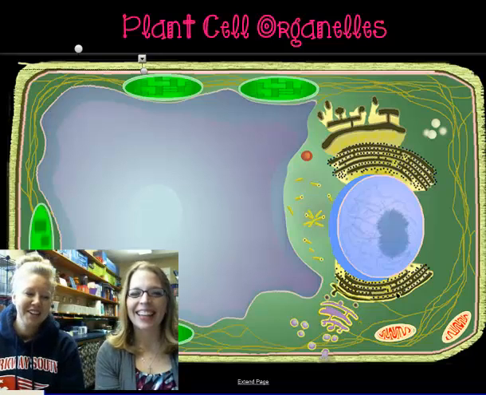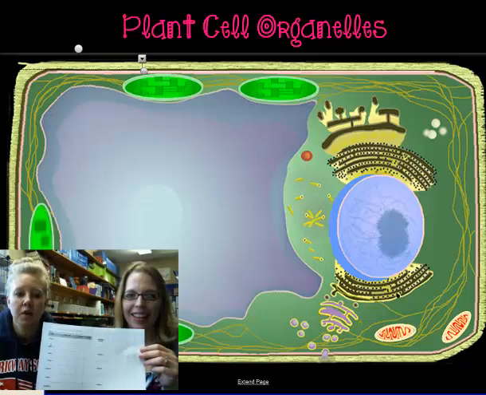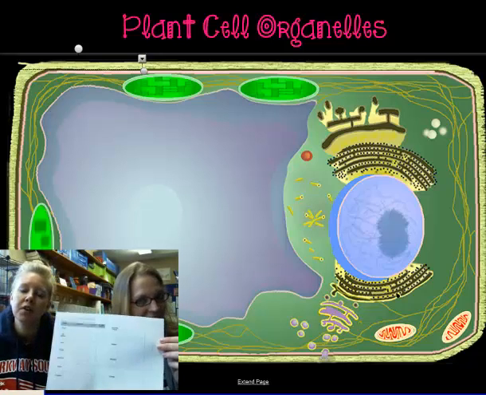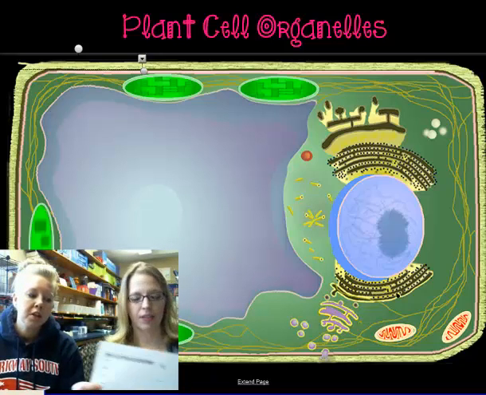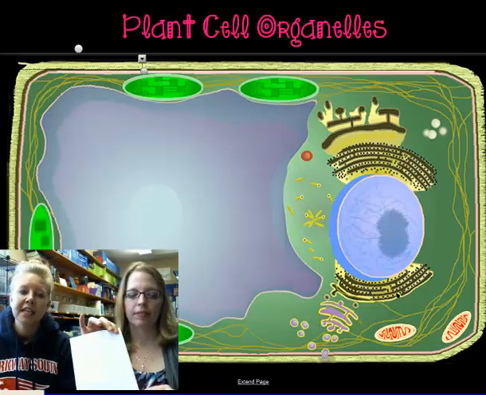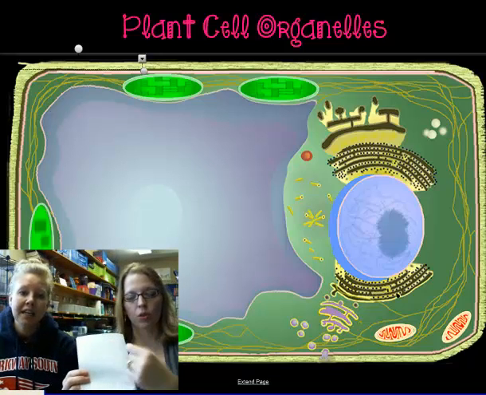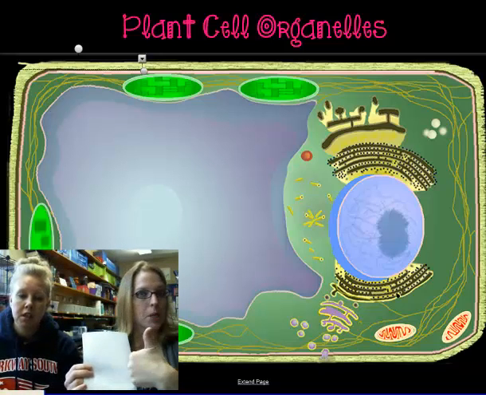So you need to make sure that you have your note guide because you're going to fill this in as we go. So just a couple things about the note guide. To put it into your notebook, you're going to fold it in half, hamburger. You're going to glue one side down, and the side that you don't glue down, you are going to title it Cell Organelles. Okay?